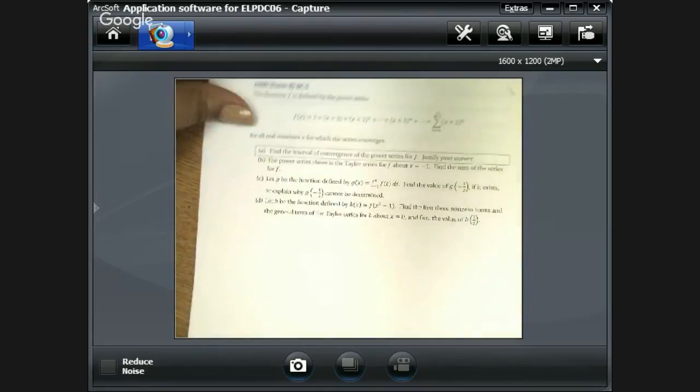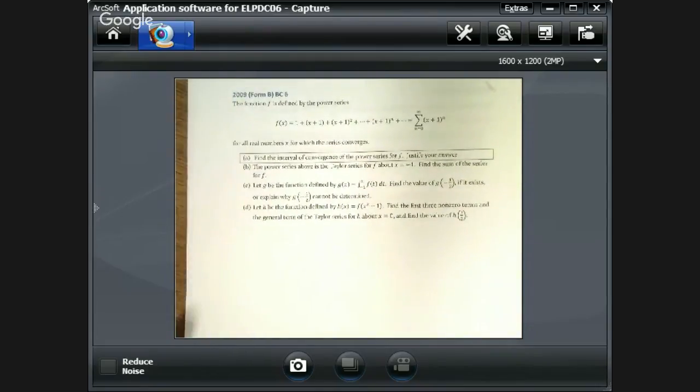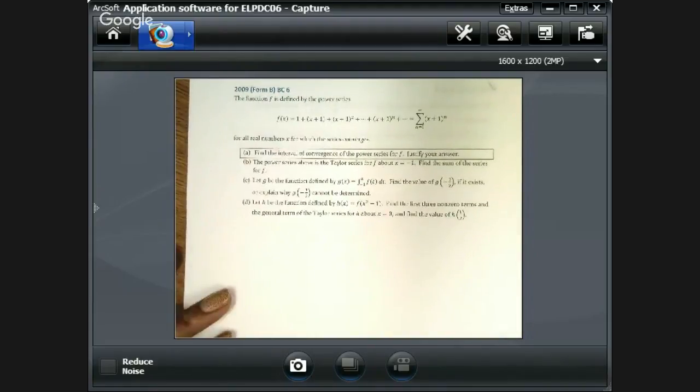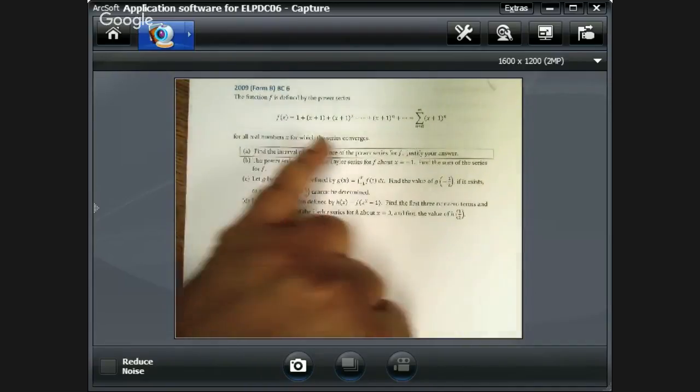This is from 2009 Form B. It was number 6. It had a series question, which tends to be number 6. It's not always number 6, but it's pretty close to always number 6. In this problem, we've given you this power series here.